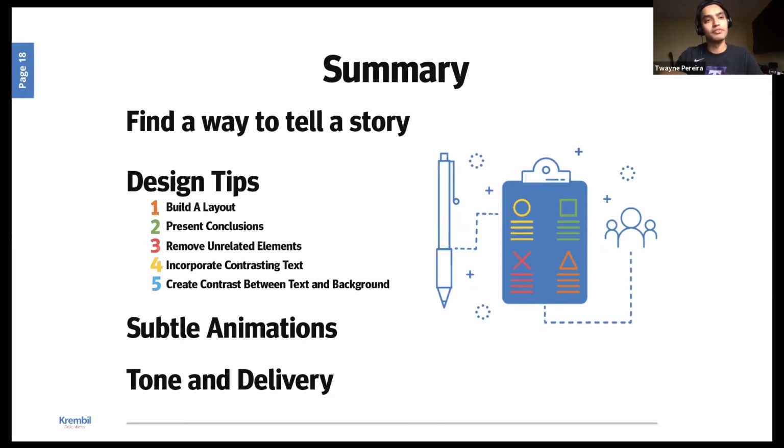And then the fifth tip here is creating contrast between text and background. If you are using images for your background, ensure that you find a way to create contrast, whether you're using a different color for your text to sit on, or your text sits on a part of the image that is not as visually distracting or isn't as busy as some of the other elements.